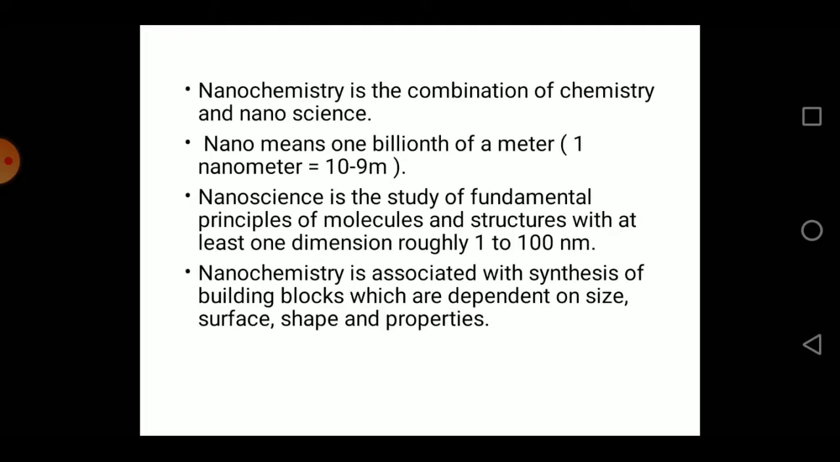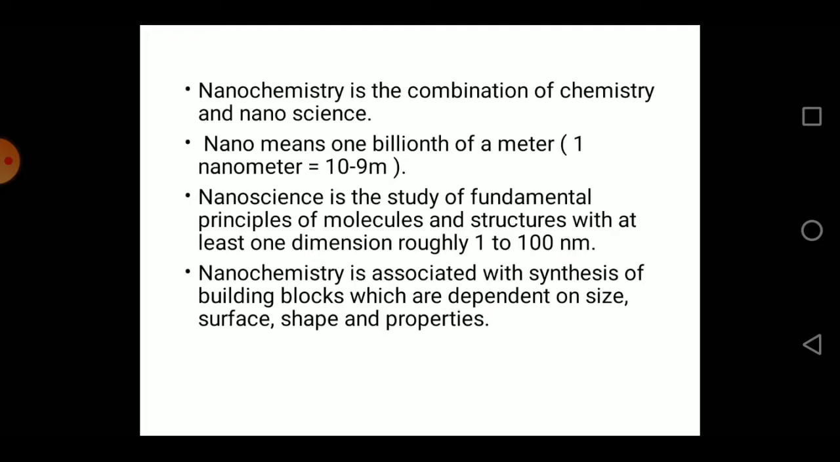It is a combination of chemistry and nanoscience. So when you have to study about the nanoscale, nano means 1 billionth of a meter. That is 1 nanometer is equal to 10 to the power minus 9 meters, which you all know. So nanoscience is the study of fundamental principles of molecules and structures with at least one dimension, roughly 1 to 100 nanometers.